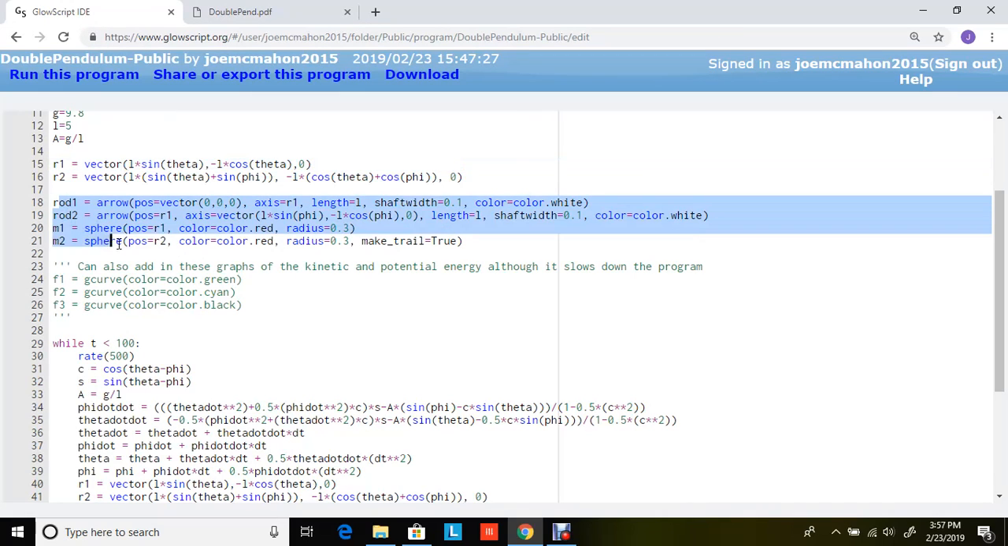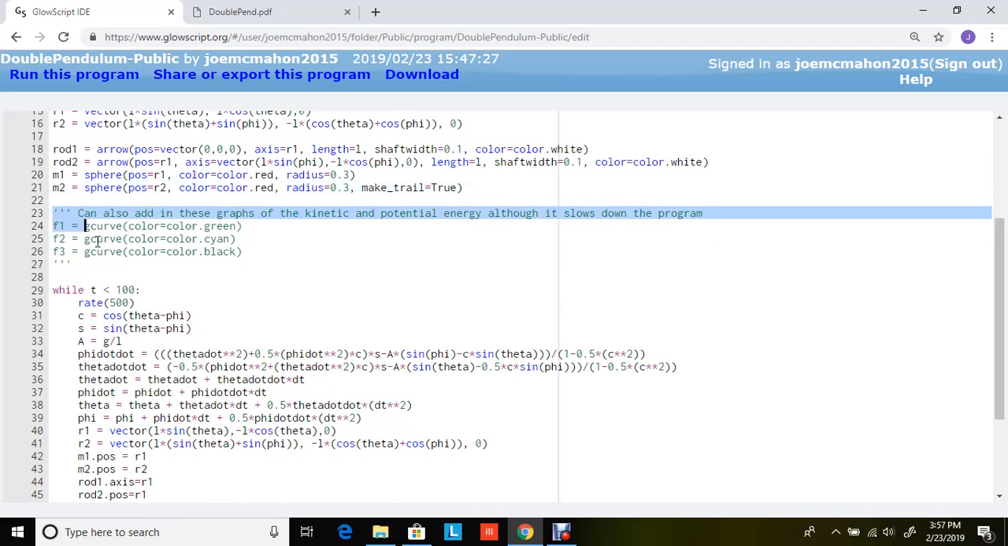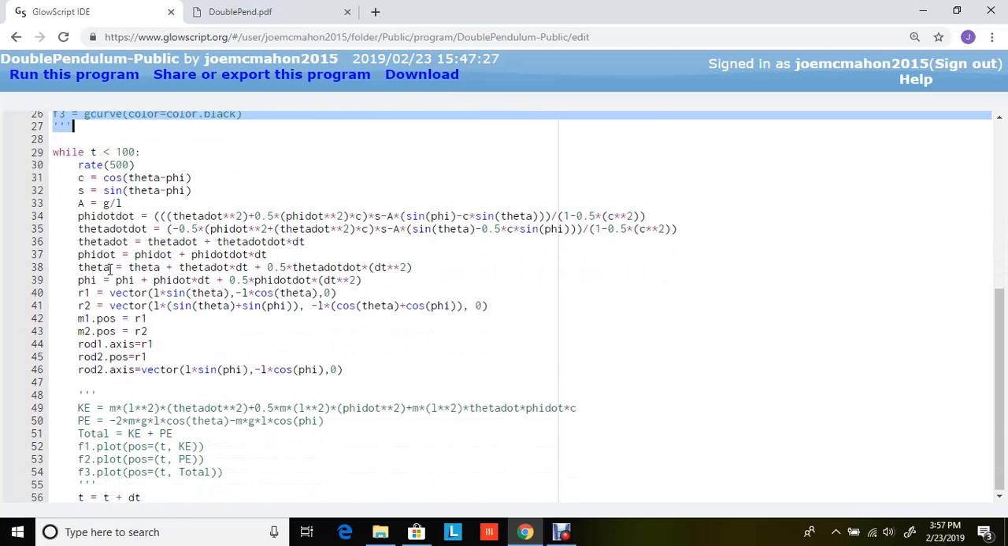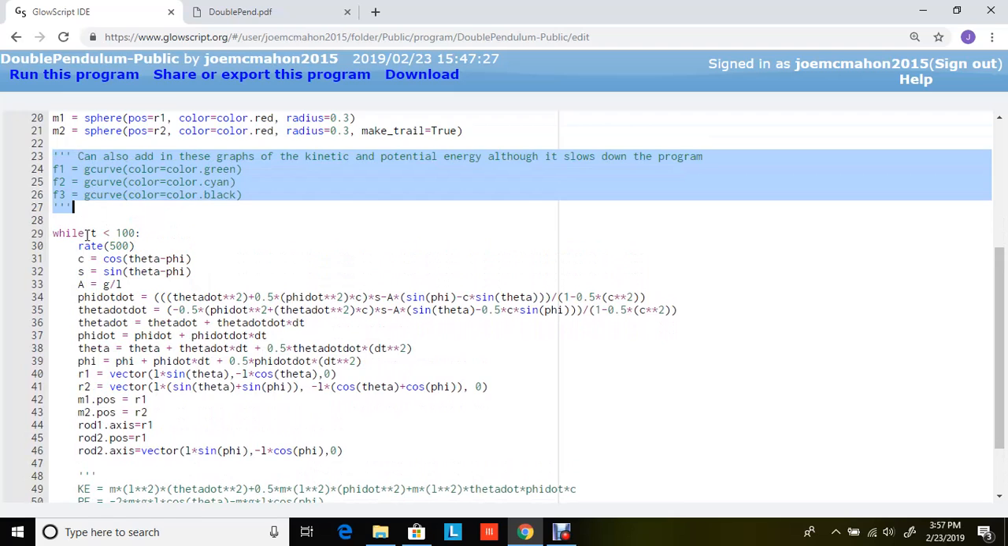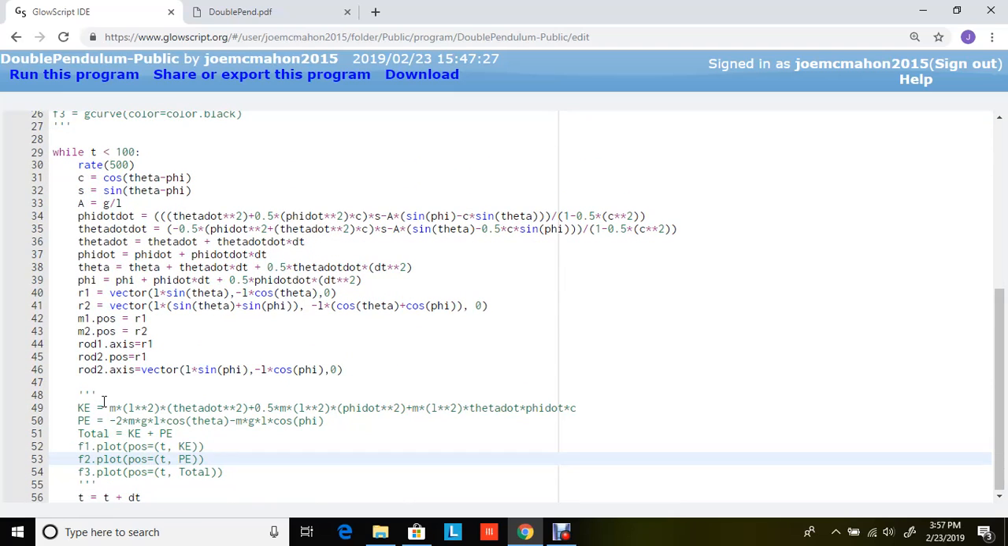And then these are all the visuals. So these are the arrows for the rods and spheres for the masses. And originally with these, I had a graph that was graphing kinetic, potential, and the total energy. But it slowed my program down a lot, so I've commented it out as well as this part. But I'd like to keep it there for future use.